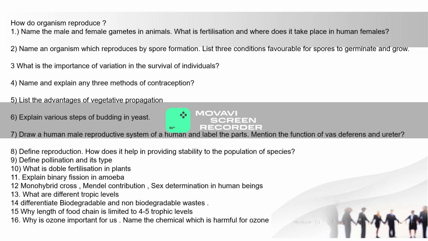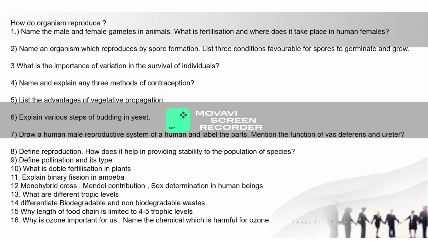Different methods of contraception. What is vegetative propagation? Budding in yeast. Male reproductive system, female reproductive system. Define reproduction. Pollination, you know that self and cross. What is double fertilization? Binary fission in amoeba. Monohybrid and dihybrid cross. Sex determination in human beings.